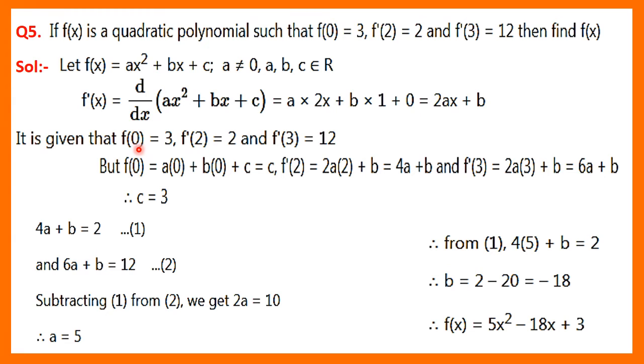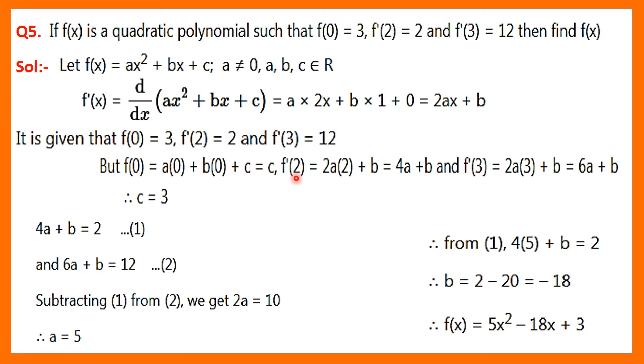But the given conditions we will apply. F of 0 is equal to 3, f dash of 2 is equal to 2 and f dash of 3 is equal to 12. And we have f of 0 means what? In the given function f of x, we will write x is equal to 0. That is polynomial value when x is equal to 0. So f of 0 is a into 0. Wherever x is there, we will put 0 there. So a into 0 plus b into 0 plus c, that is c only. And f of 0 is 3. So we can write c is equal to 3.